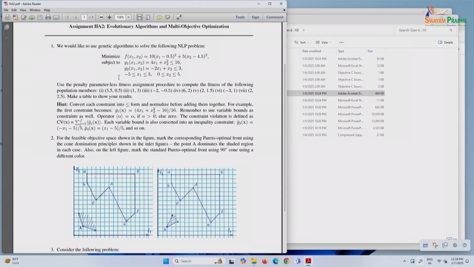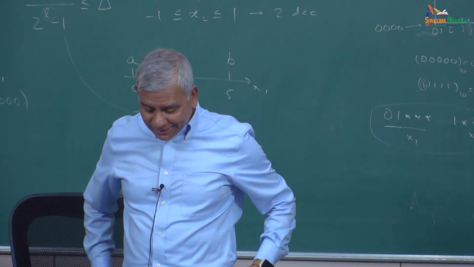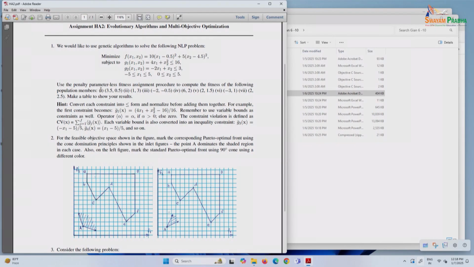First one is about constraint handling. We talked about today how to handle constraints using the penalty parameterless approach. This one will help you do that. So I have given you here 7 points, 2 variable points, x1, x2. You can plug in here and see if they are feasible. When you check the feasibility, you also have to consider each of these as a constraint. So let me explain.